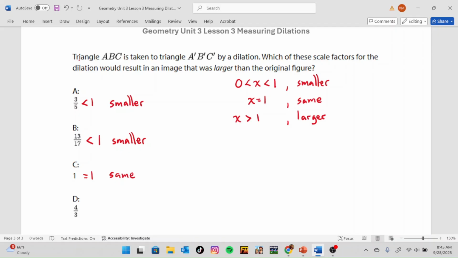And my last choice, 4/3, is greater than 1. So when I multiply anything by 4/3, my answer is going to get larger. And that's what we were looking for. We were looking for the scale factor that would result in a larger triangle.